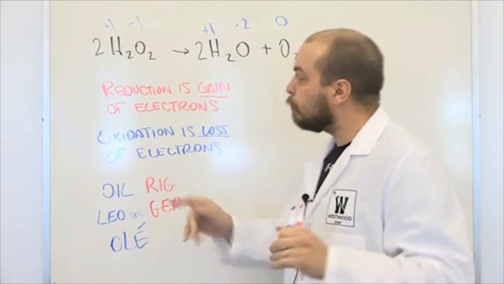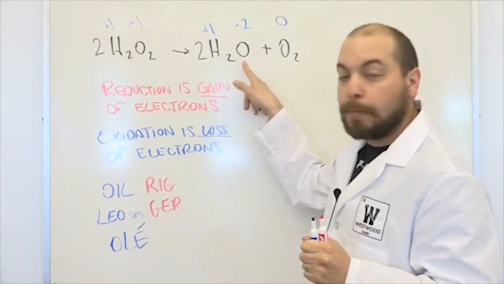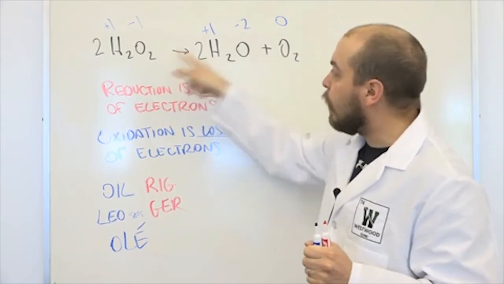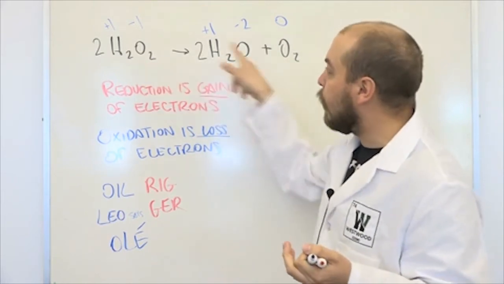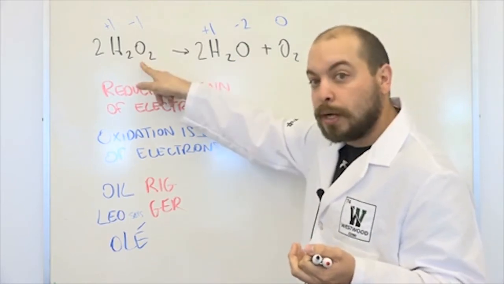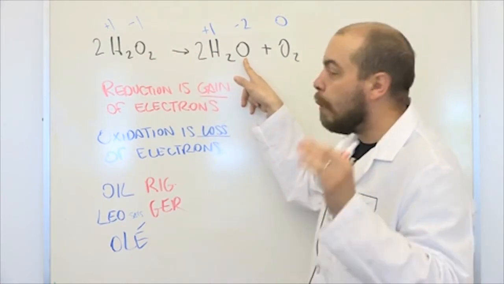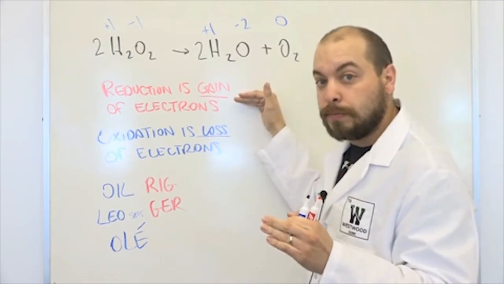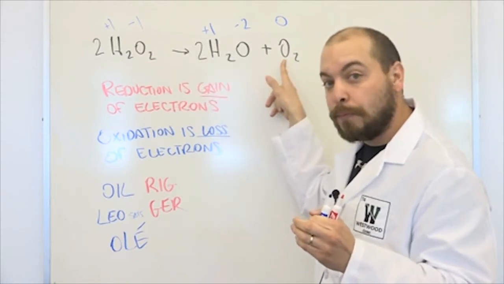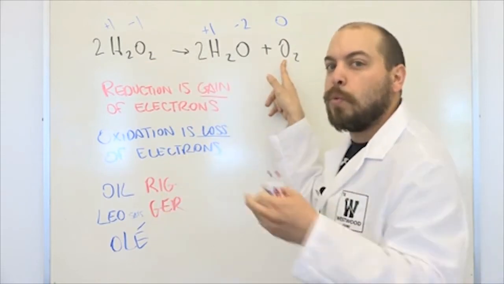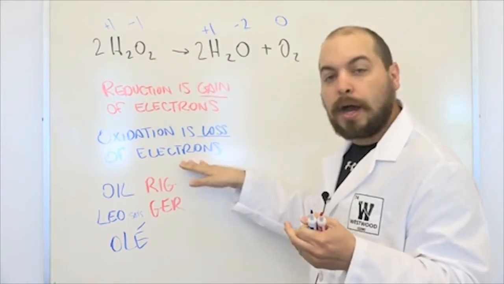Now, what that means is that the oxygen that went to the water went from -1 to -2. That means it gained 1 electron. Because each electron has a -1 charge, it must have gained 1 electron to go from its -1 oxidation state to its -2 oxidation state. It gained an electron. That means it was reduced. The oxygen that ended up in elemental oxygen went from -1 to 0. That means it had to lose 1 electron to go from -1 to 0, which meant it was oxidized.